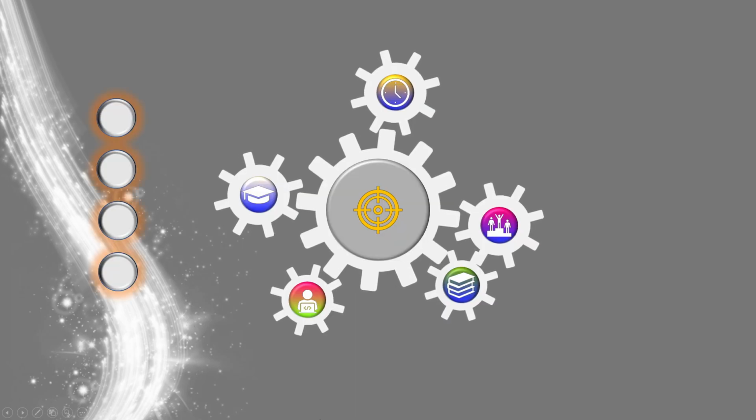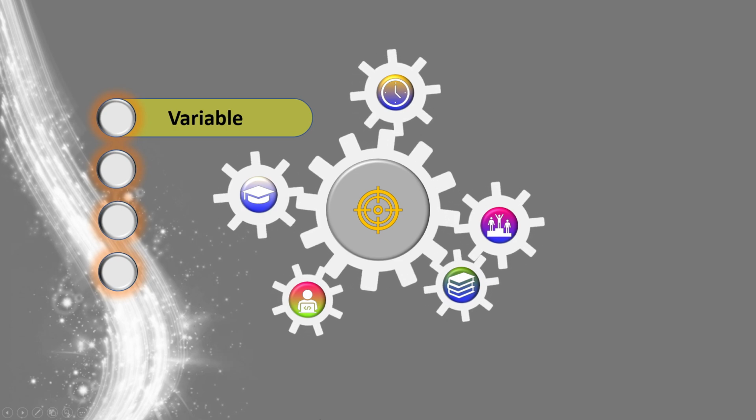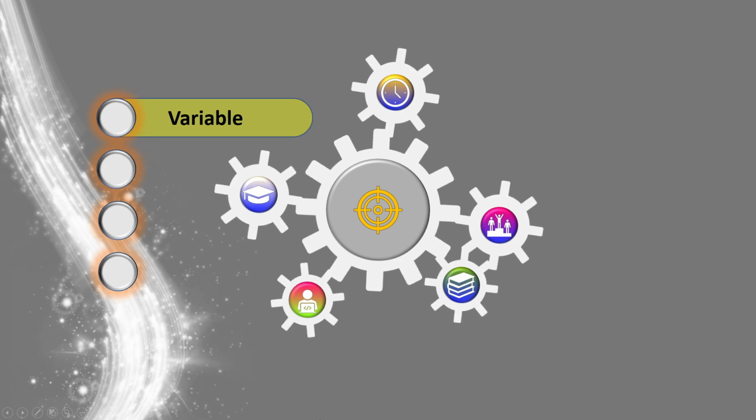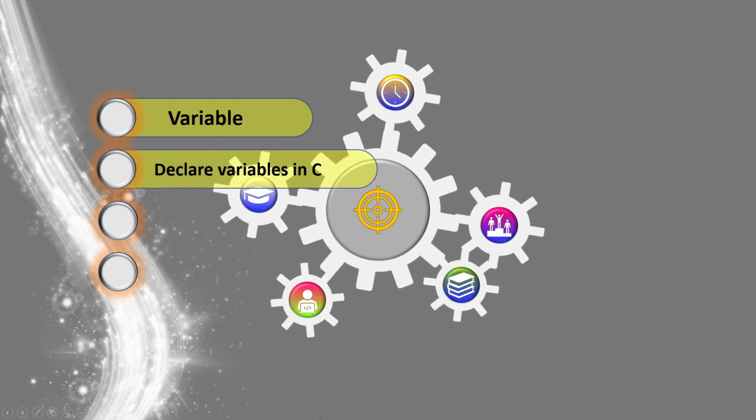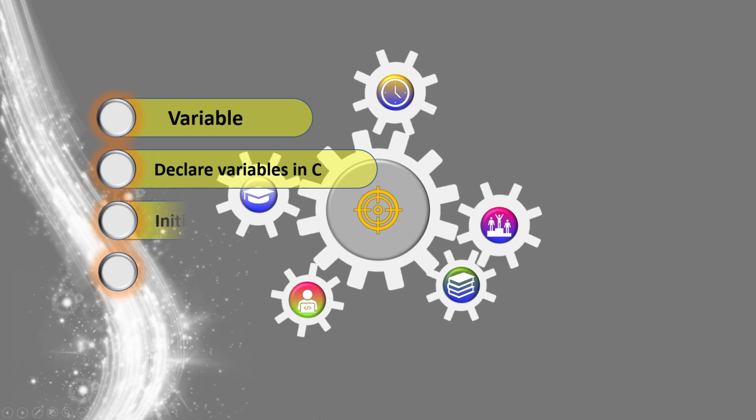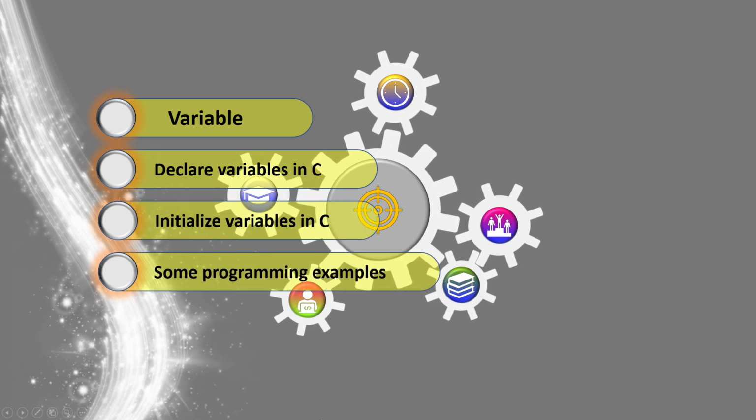In this lecture we will learn how we can store data or value in our computer memory. So here is our outline. We will learn what variables are and why we need variables in almost every programming language. Following that, we will learn how to declare variables in C programming language, how to initialize variables in C, and finally, we will look at some programming examples to help you understand variables in detail.